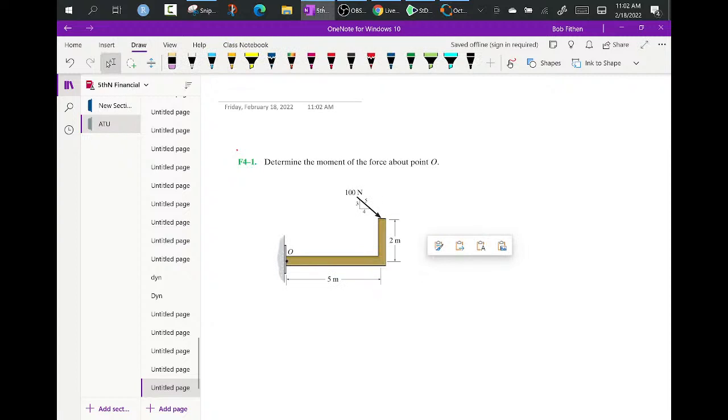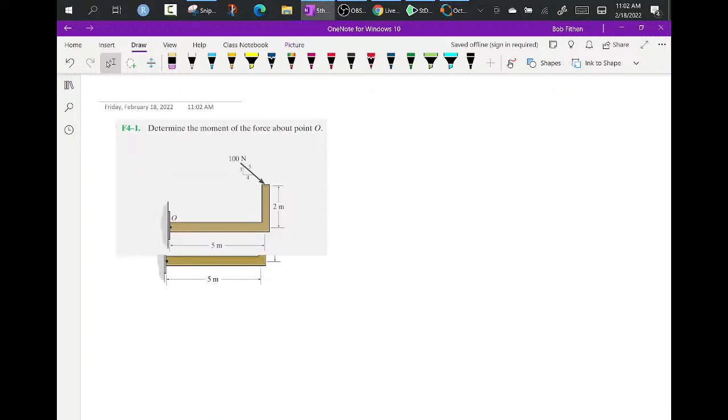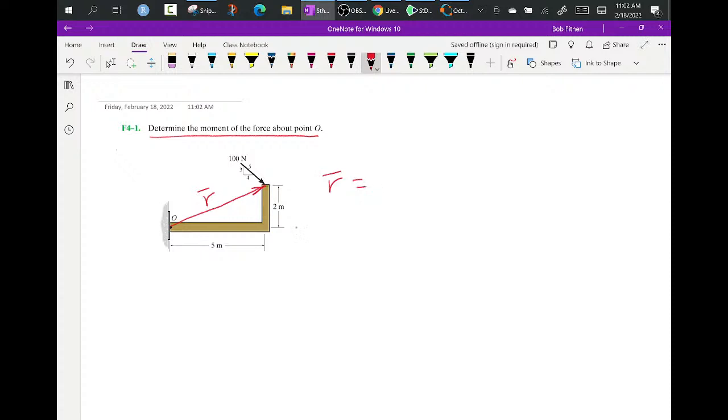Here we'll go through and find the moment about a point O. So I simply do this. The point of application of the load is right there. So what I'm going to do is draw an R vector. R is pretty easy, given this is X and this is Y. You would have 5I plus 2J, and then you take the force vector.